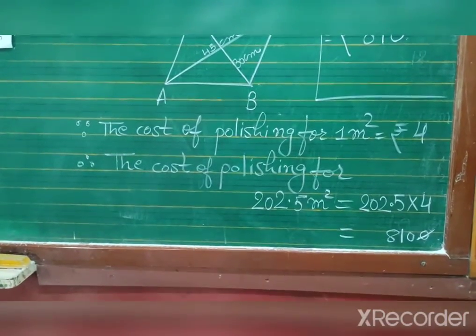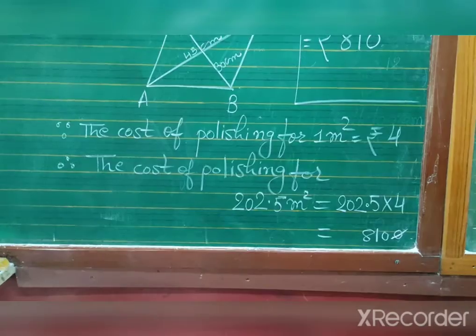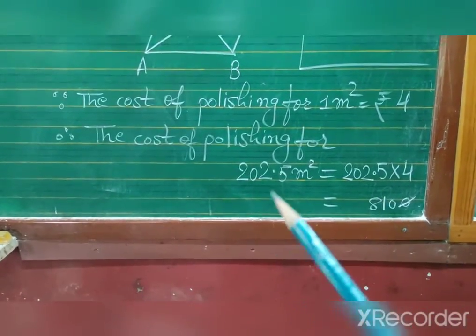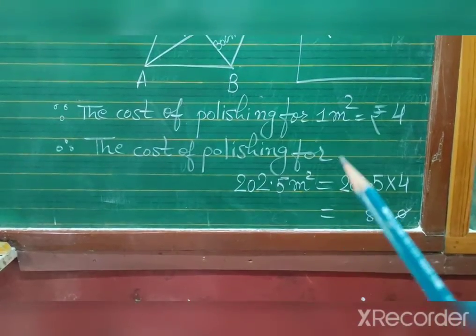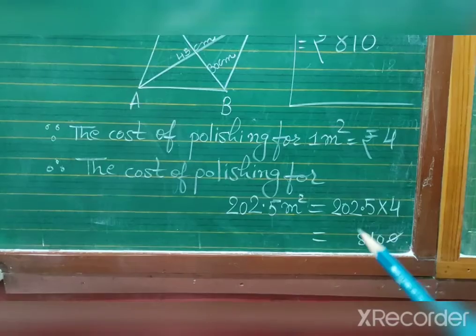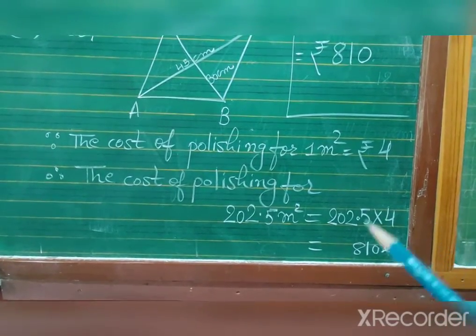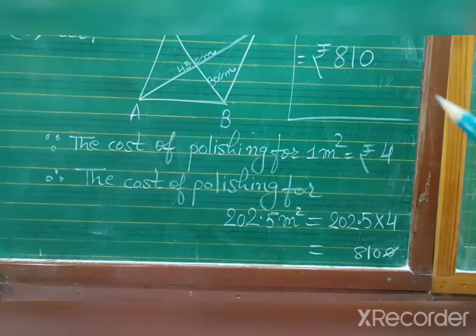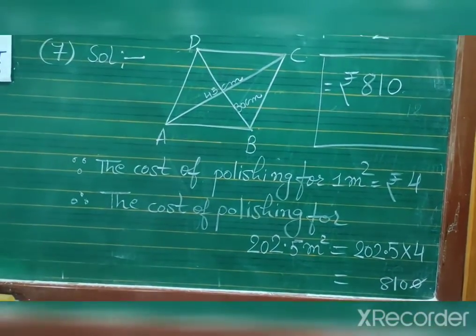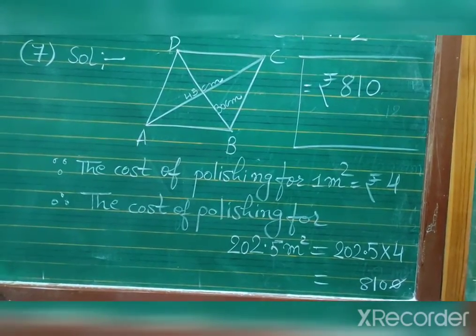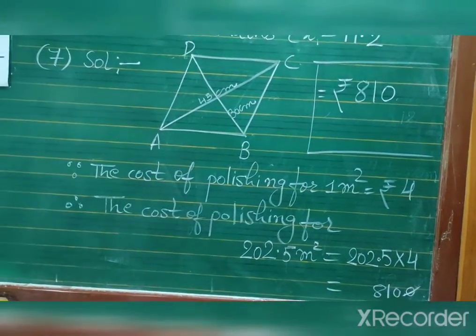Now see here, the cost of polishing for 1 meter square is equal to rupees 4. Then the cost of polishing for 202.5 meter square is equal to, or you can also add the word area here, 202.5 into 4. When you multiply, before one digit you put a decimal, so rupees 810. And so the cost of polishing for the floor is rupees 810.